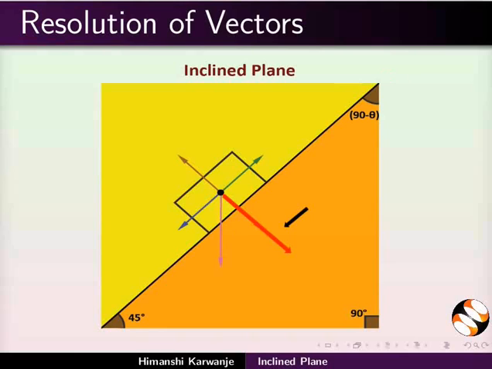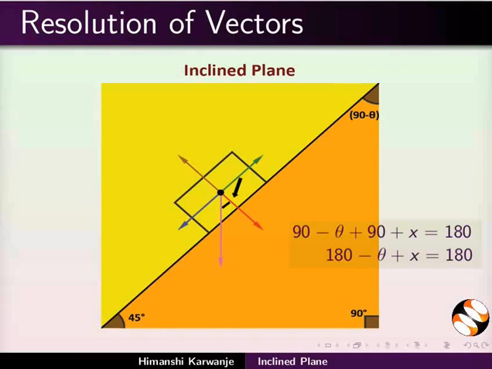Recall that red vector is perpendicular to the inclined plane. Here, the angle would be 90 degrees. Let us assume this angle as x. So, 90 minus theta plus 90 plus x equals to 180. Therefore, x equals to theta.